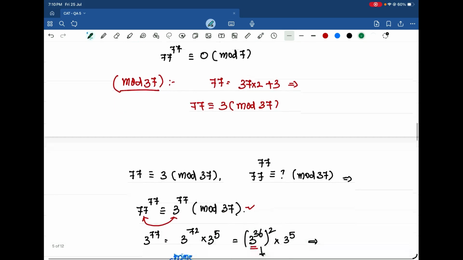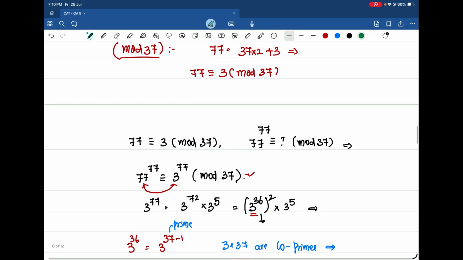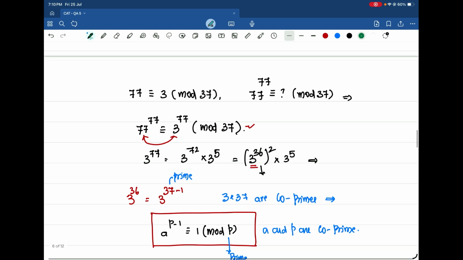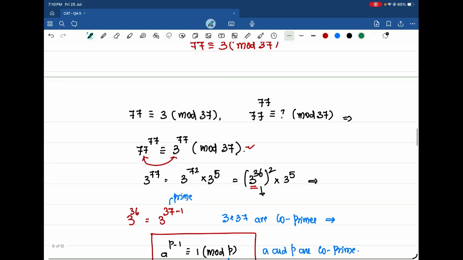Then when you come to find the relation with the final factor, that is 37, 77 is equal to 37 into 2 plus 3, that is 77 is equal to 3 mod 37. Now 77 to the power of 77 is 3 to the power of 77 mod 37. Both sides the values are powered to 77.